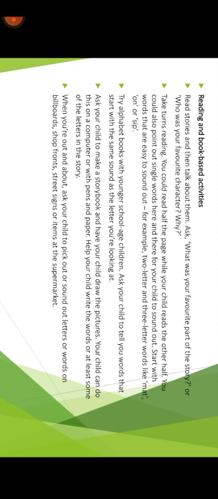Try alphabet books with younger school age children. So ask your child to tell you words that start with the same sound as the letter they are looking at. Ask your child to make a storybook, and have your child draw the pictures. Your child can do this on computer and with pens and paper also. So help your child write the words or at least some of the letters in the story. So inana siya, inana ka simple ang buhaton, no? It also develops the speaking skills, the writing skills, and the reading skills of the students.